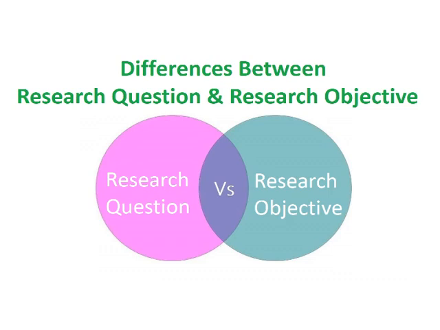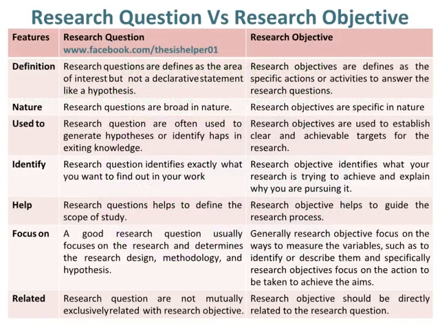Differences between research question and research objective. Research question versus research objective. Research questions are defined as the area of interest but not a declarative statement like a hypothesis. Whereas, research objectives are defined as the specific actions or activities to answer the research questions. Research questions are broad in nature, whereas research objectives are specific in nature.